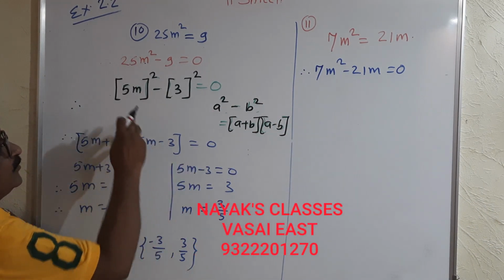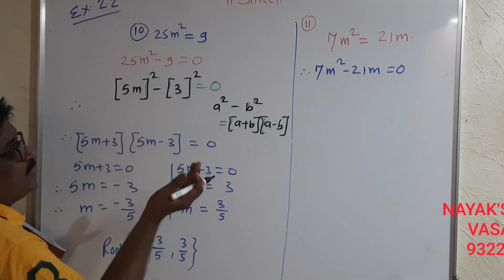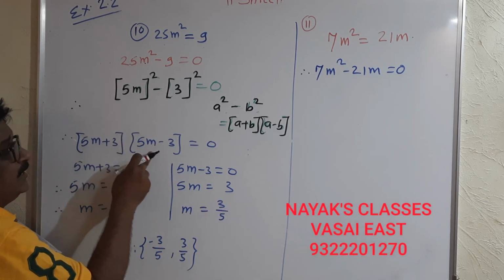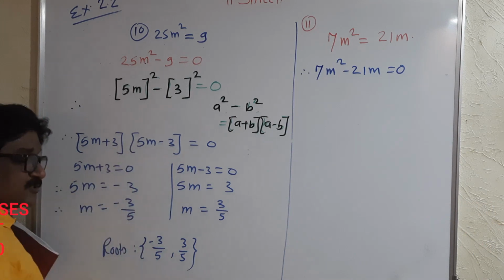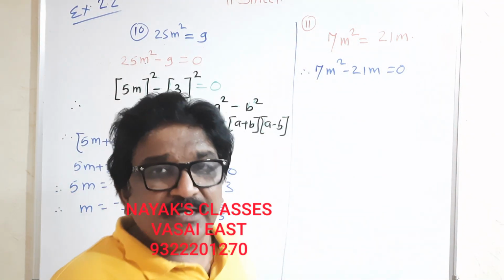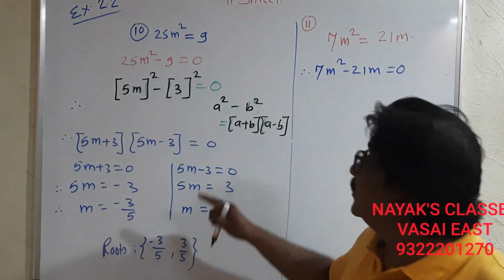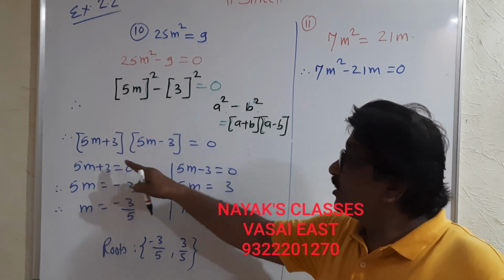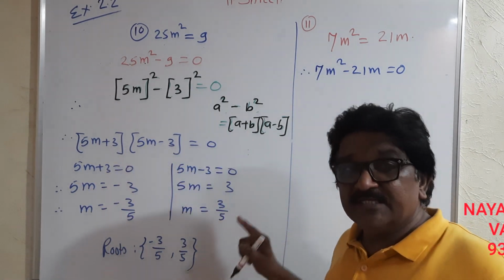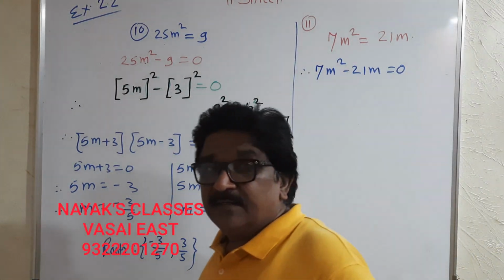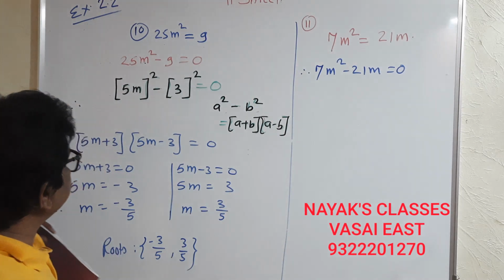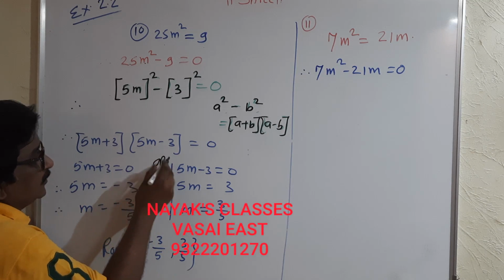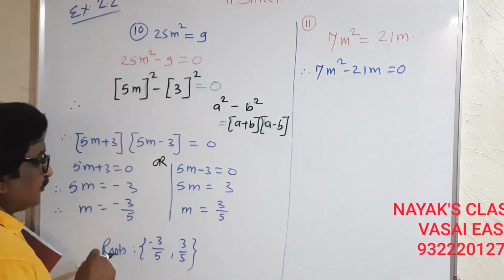So what is our a? 5m. What is our b? 3. So a plus b means 5m plus 3 and a minus b means 5m minus 3. Our a is 5m, our b is 3. So when we expand this identity, we get (5m plus 3)(5m minus 3) is equal to 0. And then equating with zero, 5m plus 3 is equal to 0 or 5m minus 3 is equal to 0.